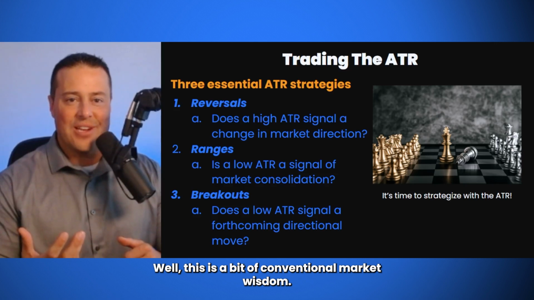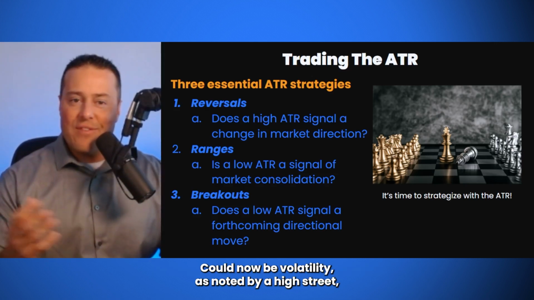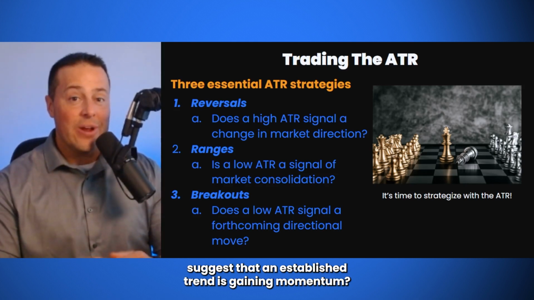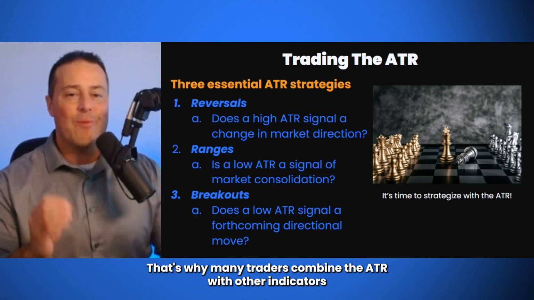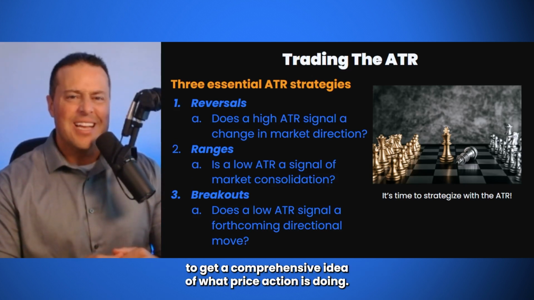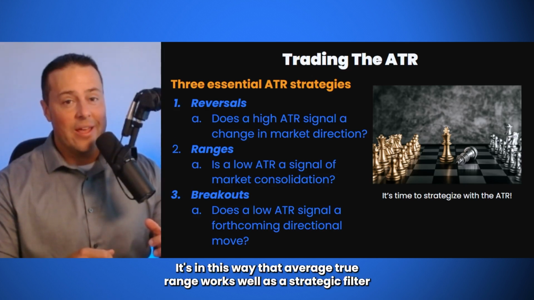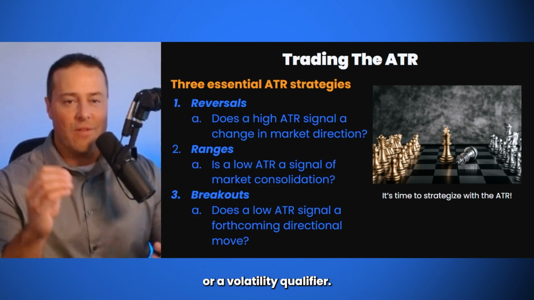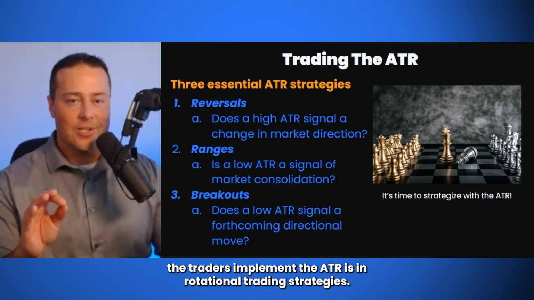While this is a bit of conventional market wisdom, it's important to always question such assertions. Couldn't heavy volatility, as noted by a high ATR, suggest that an established trend is gaining momentum? It's certainly possible. That's why many traders combine the ATR with other indicators to get a comprehensive idea of what price action is doing. It's in this way that average true range works well as a strategic filter or a volatility qualifier.